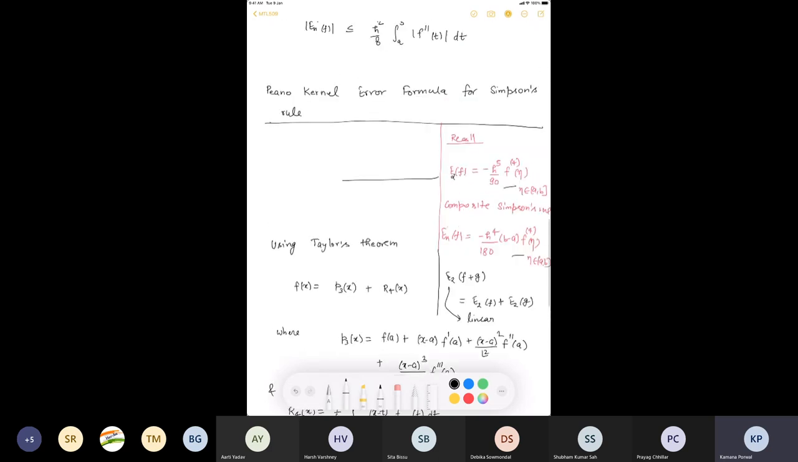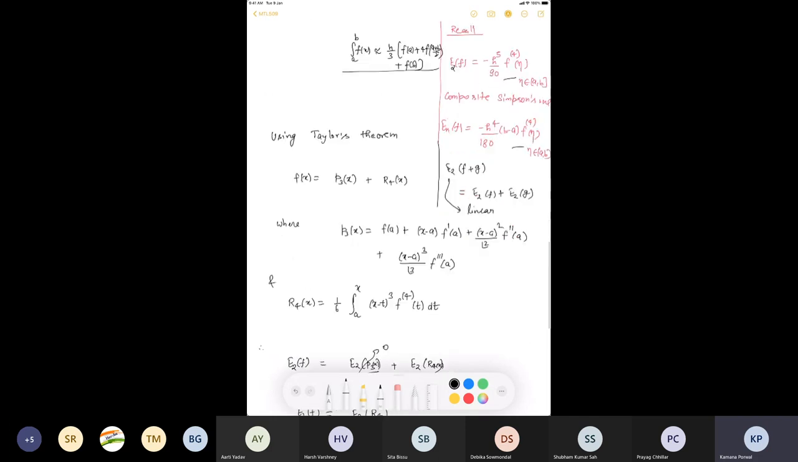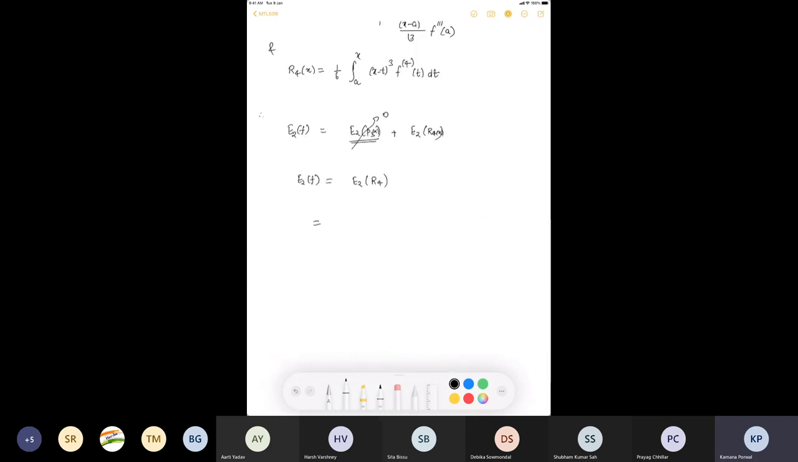Okay, so now let's expand it because we already know the Simpson rule. What is the approximation of this using the Simpson rule? It is h by 3 times F evaluated at A plus 4 times F evaluated at the midpoint plus F evaluated at the other endpoint. Right, so I'm going to use this formula now. So the error is the actual value minus the approximate value. The actual value is the integral from A to B of R4(x) dx, minus the approximate value, which is this.